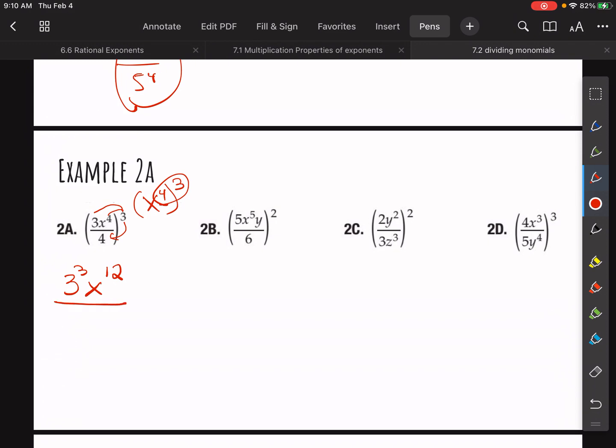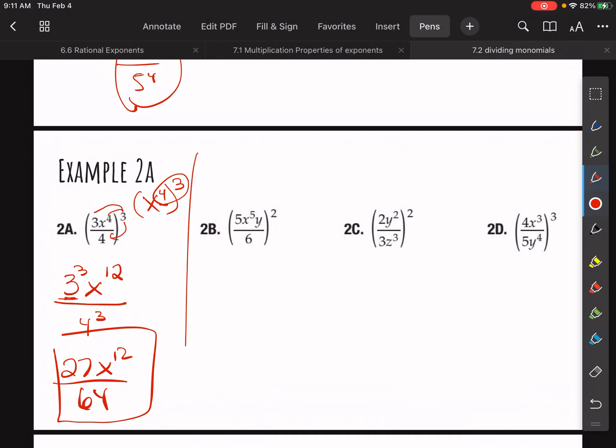And then on the bottom I have 4 to the 3rd power. So you might need a calculator for evaluating these numbers. But 3 to the 3rd power is 3 times 3 times 3, which is 27. X to the 12th. And then we have 4 to the 3rd, which is 4 times 4 times 4, which is 64. There's nothing in common with 27 and 64, so therefore I'm done.